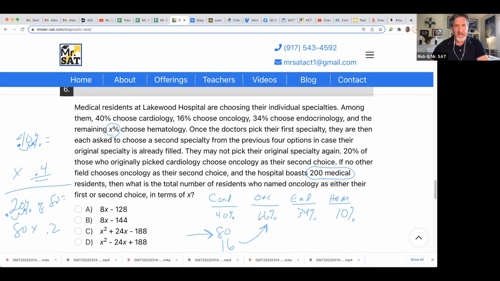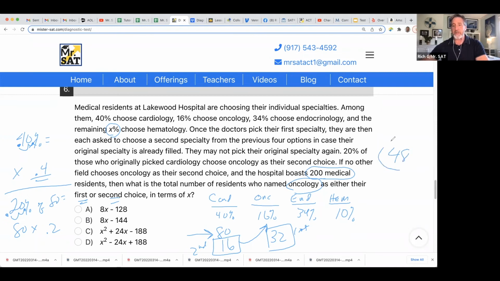Now, what are they asking? I got a lot of information. What is the total number of residents who named oncology either as their first or second choice? Well, I've got the second choice. We just figured it out. That's 16. That's second choice. What's the first choice? Well, 16% of my original number chose oncology as their first choice. 16% of 200. What's 16% of 100? 16. What's twice that for 200? 32. So 32 was my first choice. And they said either first or second. 32 plus 16, 48. My answer is 48.